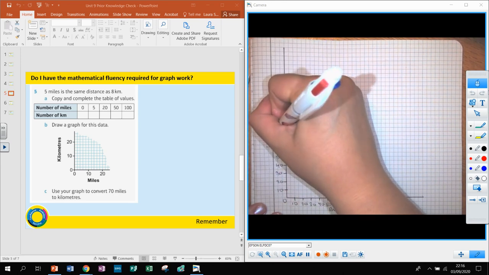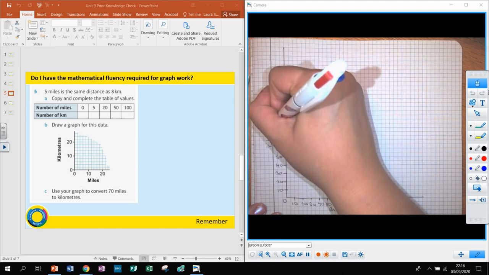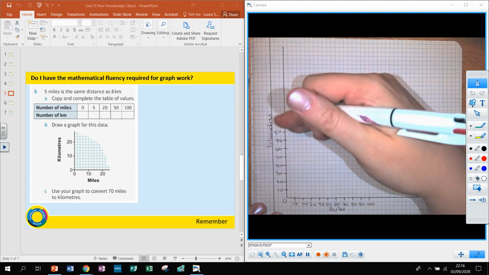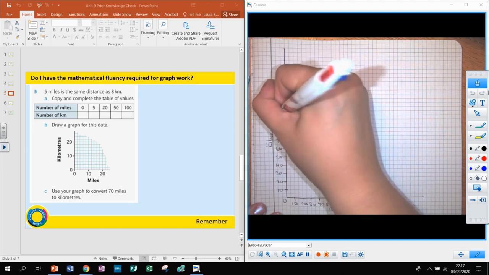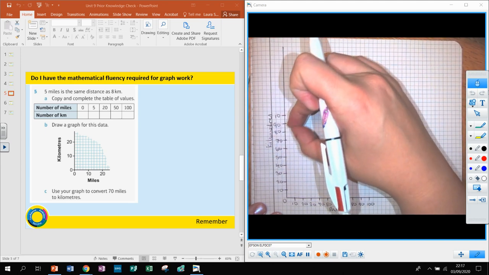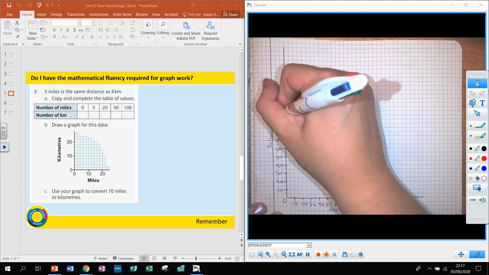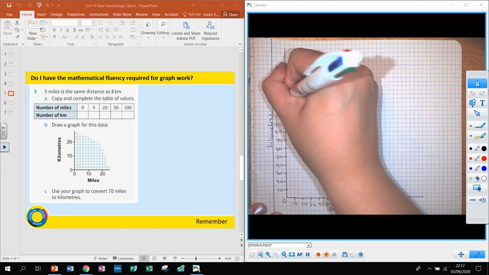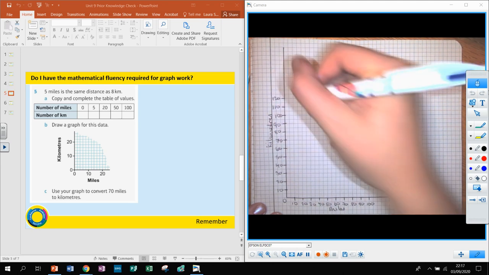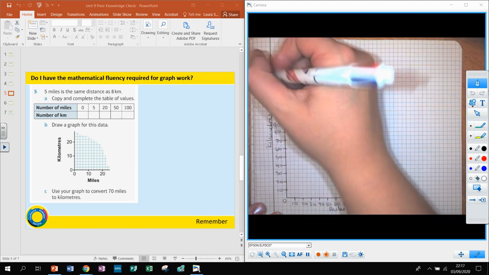Notice how important it is for your increments to be equidistant, meaning equal distances apart from each other. Otherwise, you end up changing how much space is worth a certain value, and then you end up changing the values without meaning to. So it's really important that these are the same distance on your graph paper.